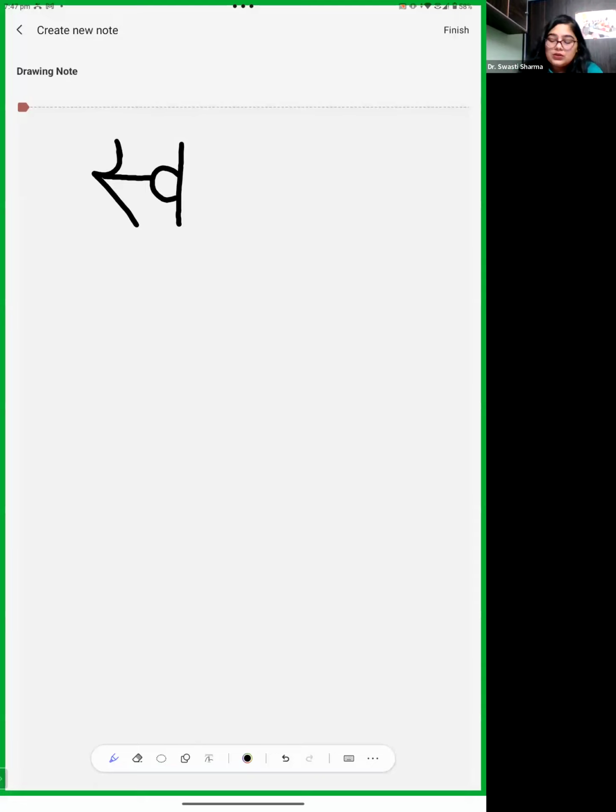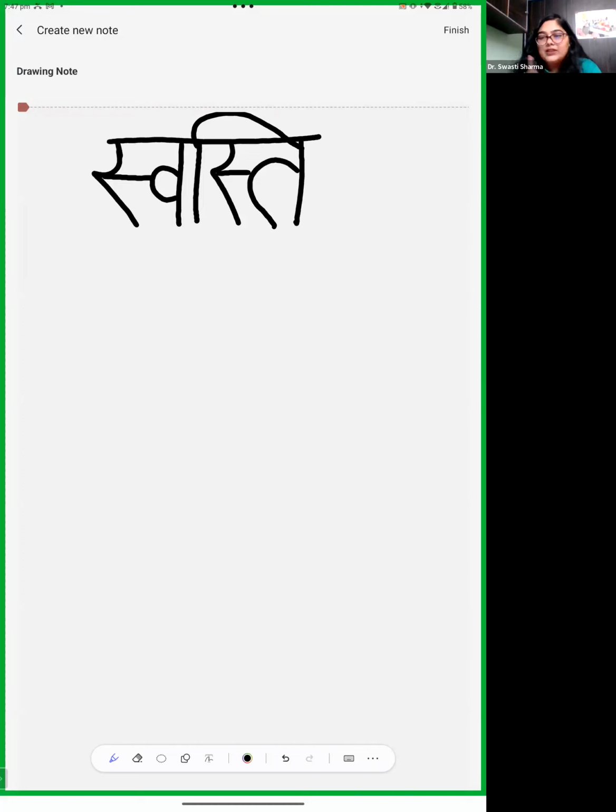So this is 1.5, but we make this in only one box. We are not using two boxes to make this one. Then again the half letter. So we can see two full letters, two half letters, and one matra, but we are using only two blocks for this one. But this is going to the right side.